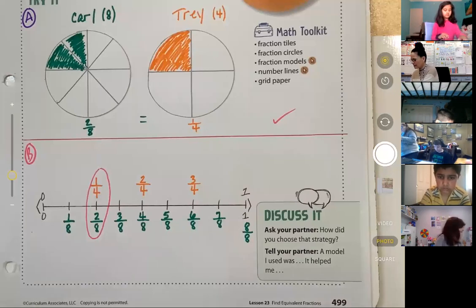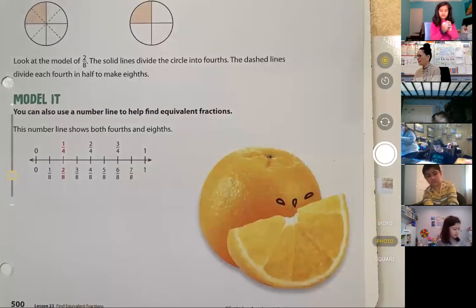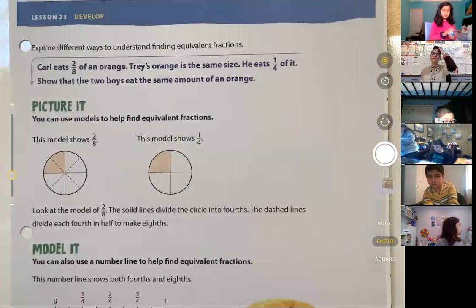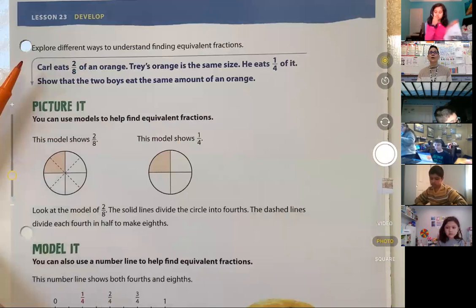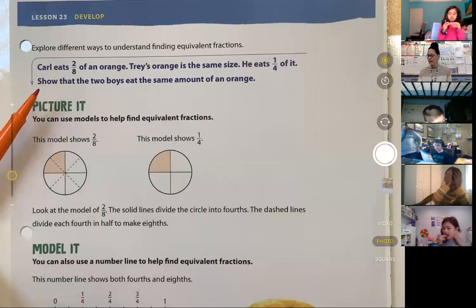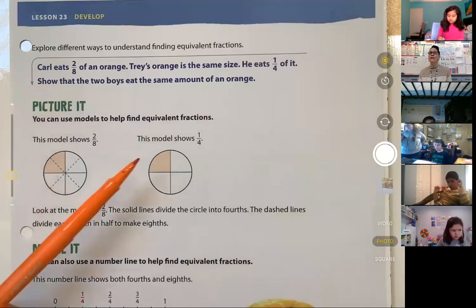All right, everyone, let us take a look at page 500 now. Up at the top, we're going to be talking about Carl's and Trey's orange. And it says, again, that Carl ate 2/8, Trey ate 1/4. We need to show they ate the same amount. This model is 2/8. We've seen that from the prior page. This model is 1/4. We also saw that.